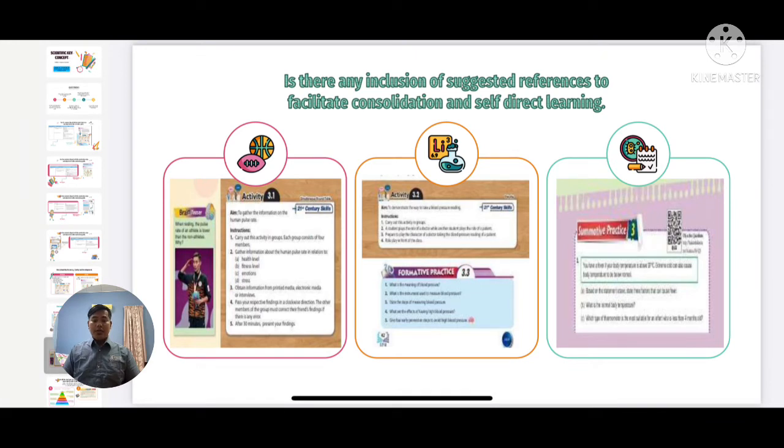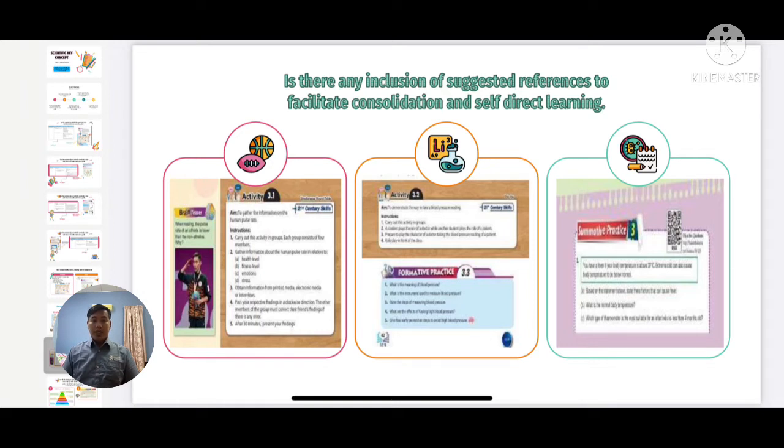Next, let's talk about the next question, which is: is there any inclusion of suggested reference to facilitate consolidation and self-directed learning? As an example, the textbook has provided some activities and questions that can be done by students. There are a few questions and activities that can help them improve their knowledge and skills without monitoring by teachers.